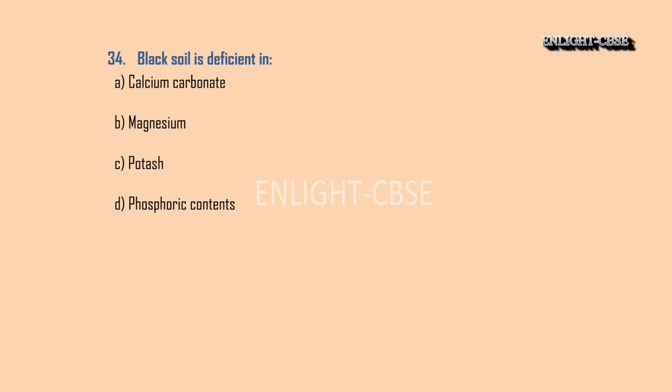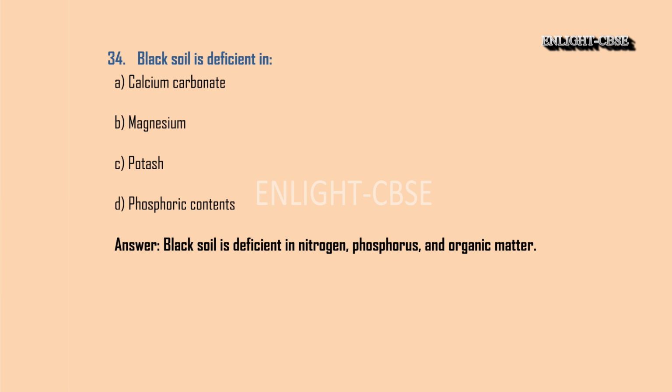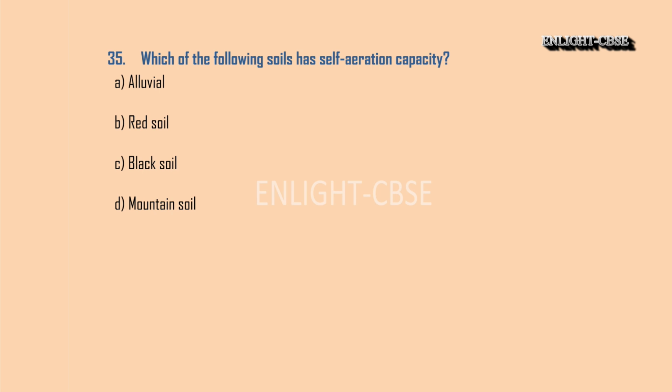Question 34. Black soil is deficient in A. Calcium carbonate. B. Magnesium. C. Potash. D. Phosphoric contents. Answer: black soil is deficient in nitrogen, phosphorus, and organic matter. Question 35. Which of the following soils has self-aeration capacity? A. Alluvial. B. Red soil. C. Black soil. D. Mountain soil. Answer: black soil is known for its self-aeration capacity.